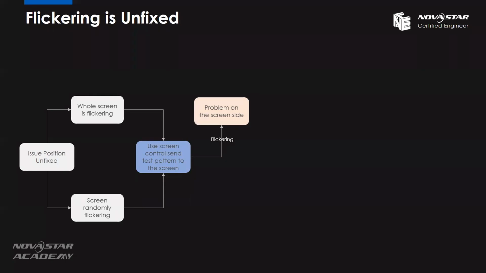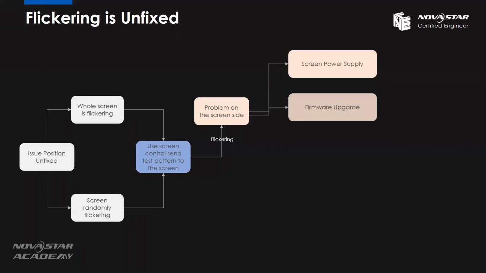After we send the screen control test pattern, if the screen is still flickering, we can confirm the problem is on the screen side. We may need to check the screen power supply, because if the screen has insufficient power supply, it could make the whole screen flicker. And it could be the firmware. Maybe the whole screen is running the wrong firmware. It could cause the screen flickering, and we need to find the correct firmware to do the firmware upgrade for the screen.